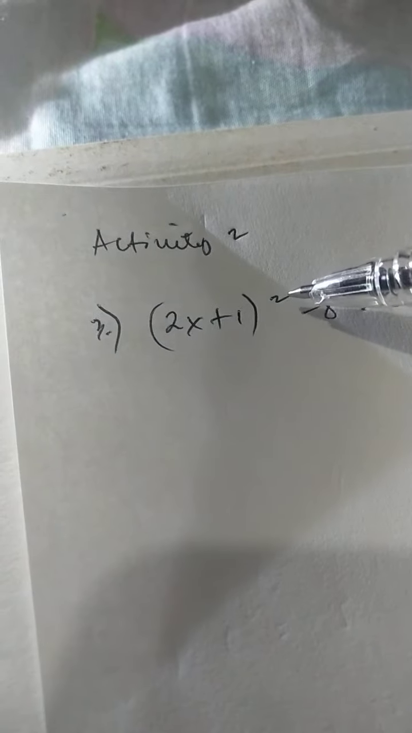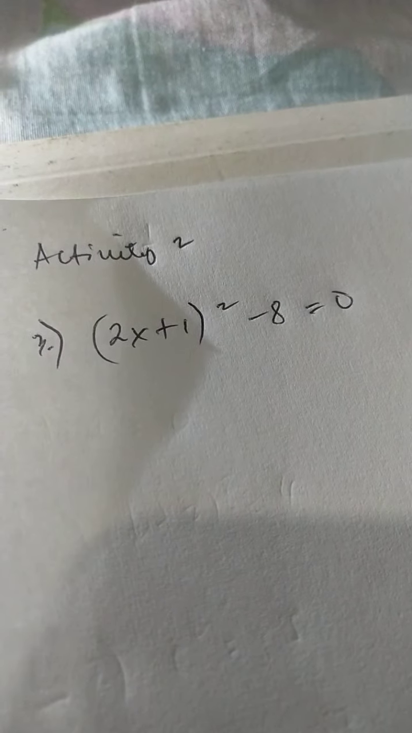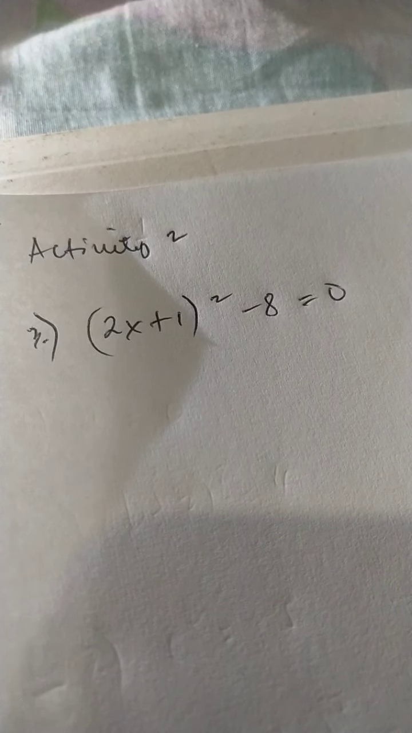Sa number 2, medyo mahaba yung procedure kahapon, ano. So, bahala na kayo mag-review. Nandito na tayo sa number 3. The square of the quantity 2x plus 1 minus 8 equals 0. Anong pinapagawa sa atin dito? Dito, hindi lang tayo basta alamin yung k, alamin kung how many solutions.